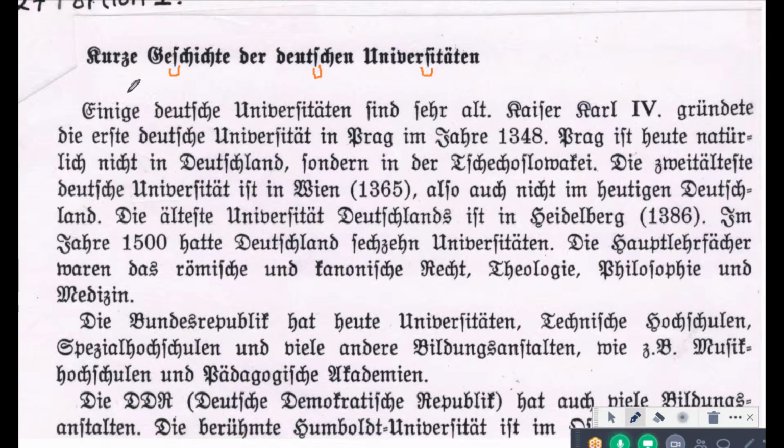Good. Going on. Einige deutsche Universitäten sind sehr alt. Everybody? Einige deutsche Universitäten sind sehr alt. Okay, here's another one. This looks like an F, right? This is an S. And then here's another one. So they're all over the place. So I'm sure you're getting used to that now. This means some, and that's just an adjective. You just want to translate that first sentence? Sure. Some German universities are very old. Good. Very old. Great.